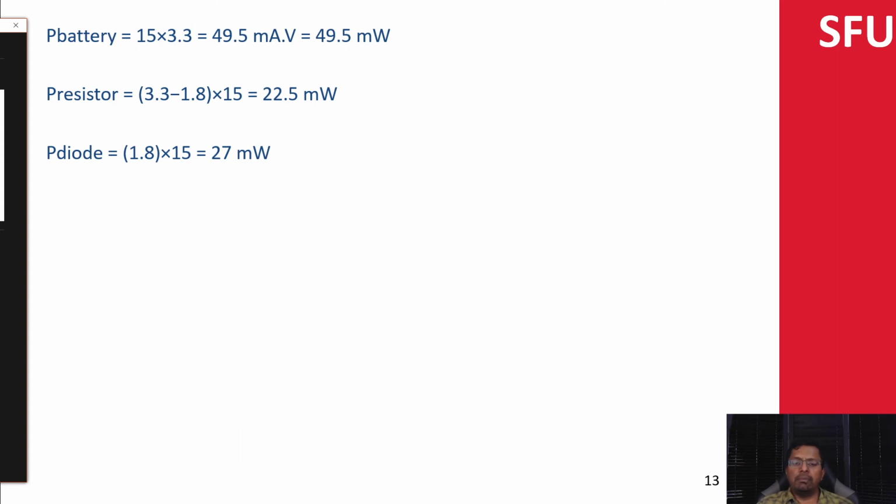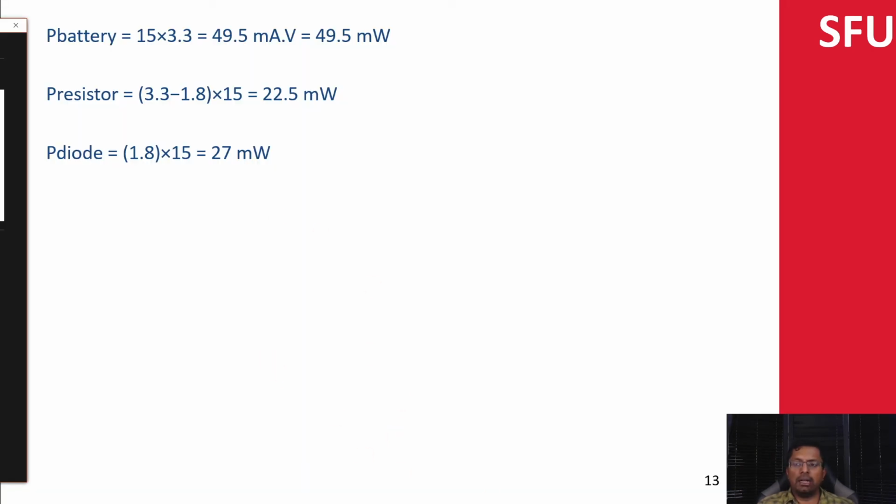This 27 milliwatts is the one that's actually being produced as light. If your diode is 100% efficient, it will produce 27 milliwatts of equivalent light. If it's a little less efficient, say 80%, then you'd be producing 80% of that. You basically convert that power to lumen, and then you can get the brightness.